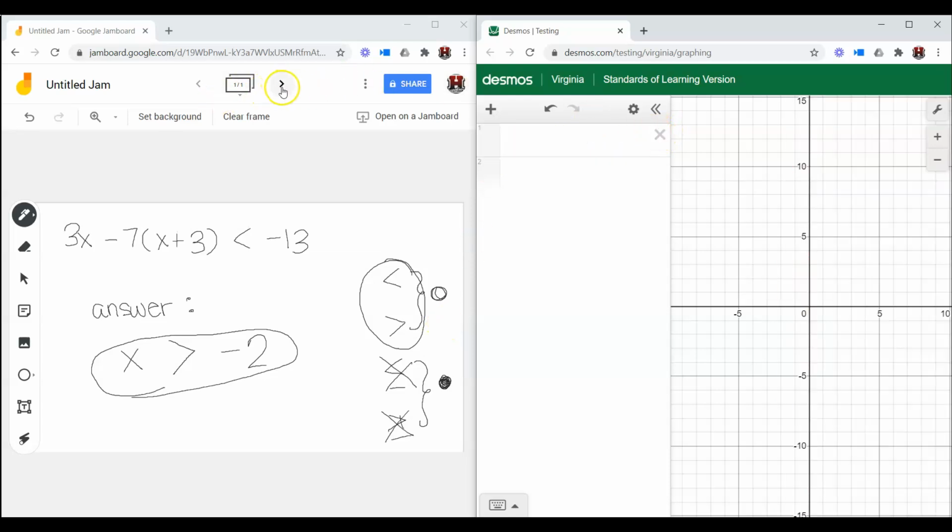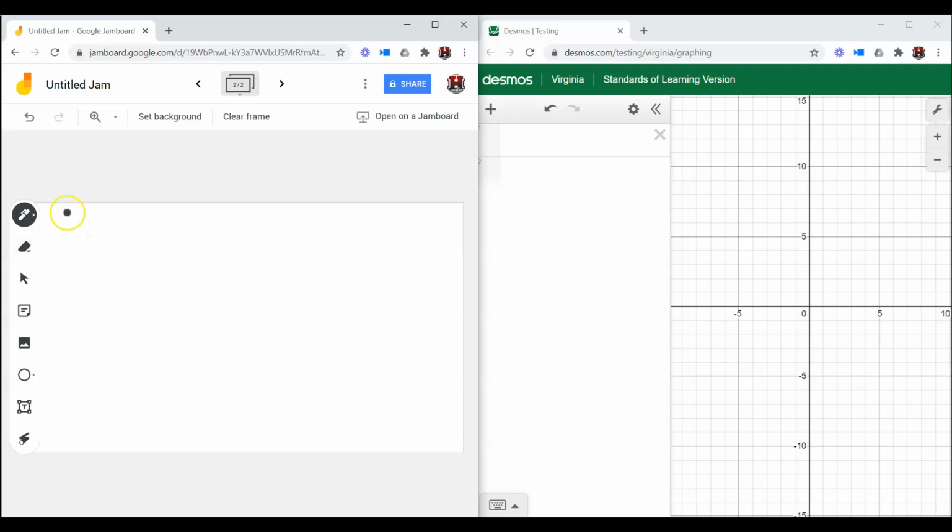All right, let's try another one. All right, this time let's do a negative 2x plus 6 is greater than or equal to 3x minus 34. I'm going to get ready for my answer down here.